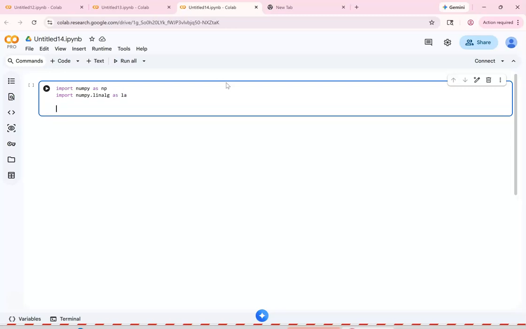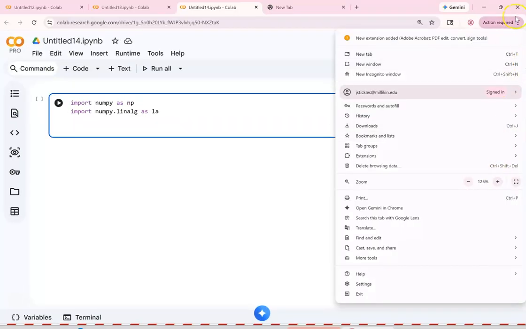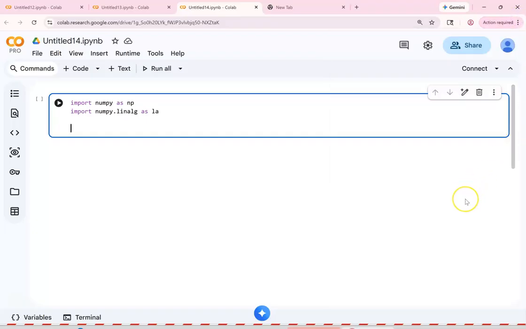So let's import NumPy. Let's import the linear algebra package as well, so that we can use the linear algebra commands like norm and solve and those kinds of things. Okay. All right. So let's create a scenario here.